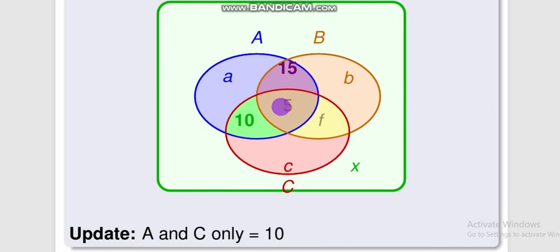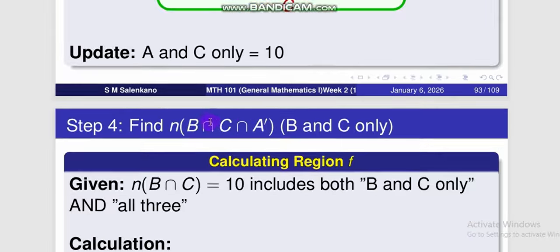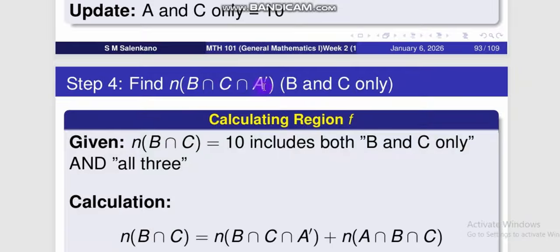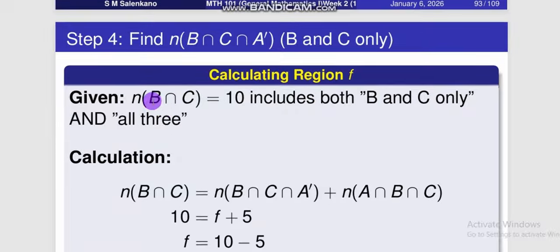And remember, the number we were given includes this 5 as well, because B and C, B intersection C, you see it has two regions here, right? For B and C only, for B, C, and A. So we are going to find this F. Okay, so find B intersection C without A, meaning B and C only. So we are given B intersection C as 10, and this 10 includes B and C only and all three sets. So here is the calculation.